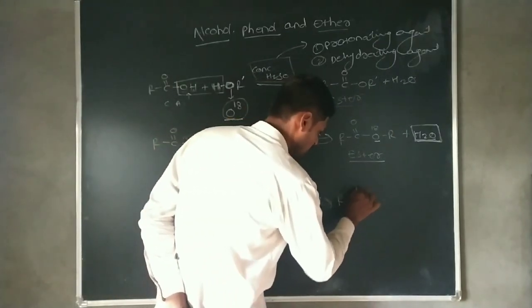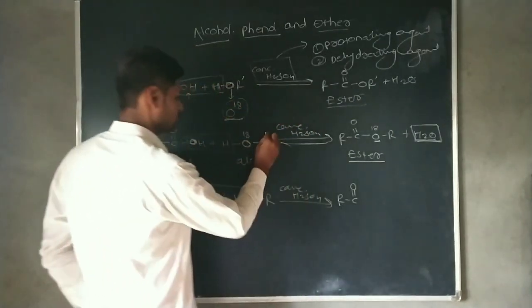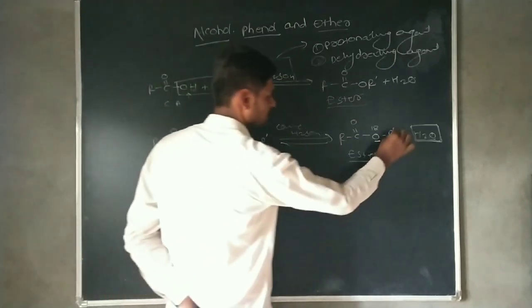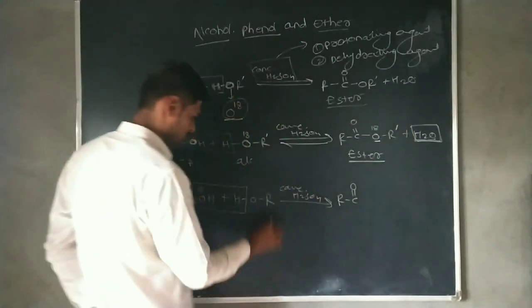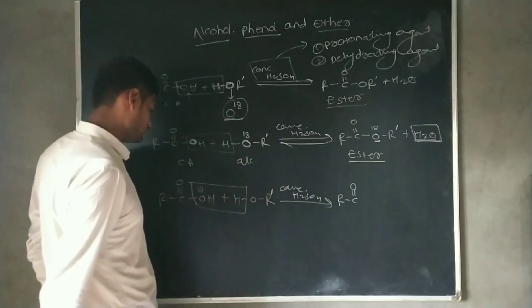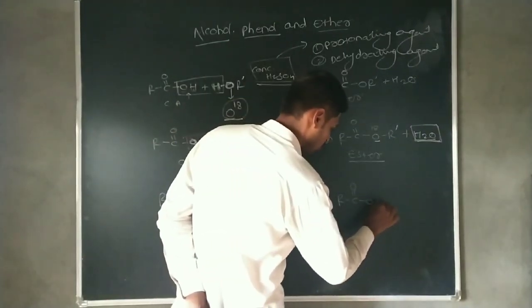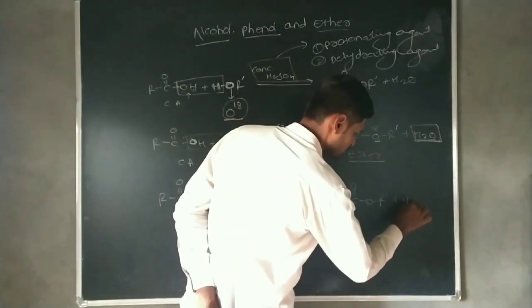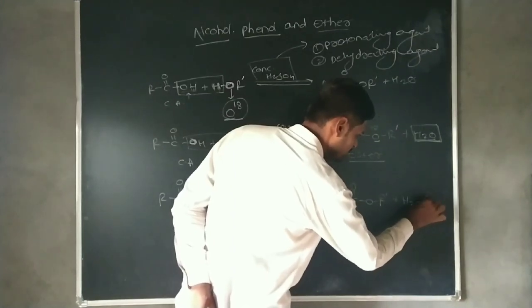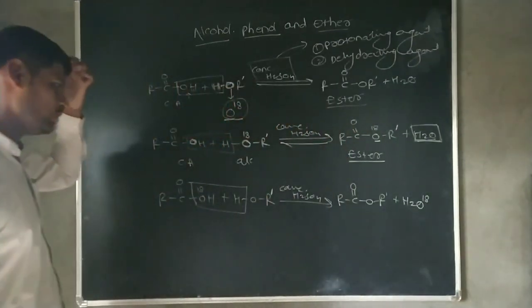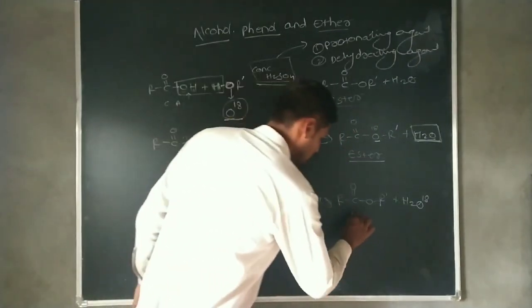That means R-C double bond O, and here this alkyl group is considered as R dash. This one is also R dash, and this alcohol is also considered R dash. Then O R dash plus H2O18. Okay, H2O18. There is a formation of ester.